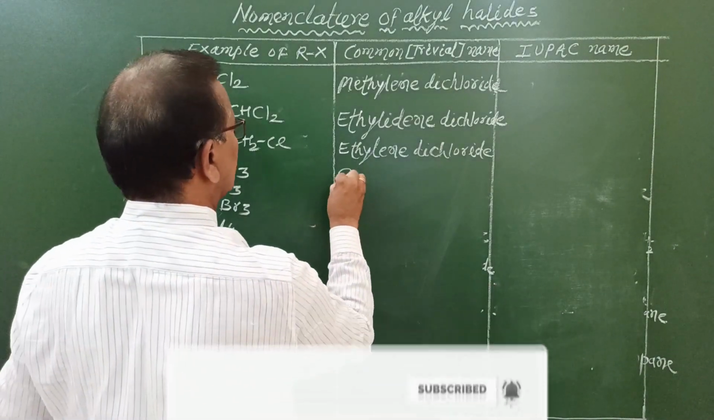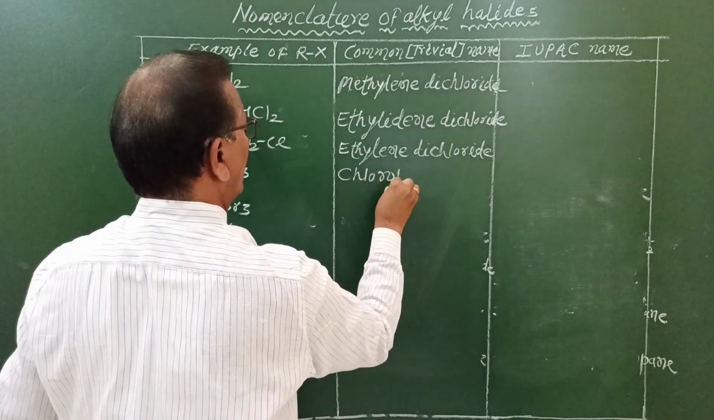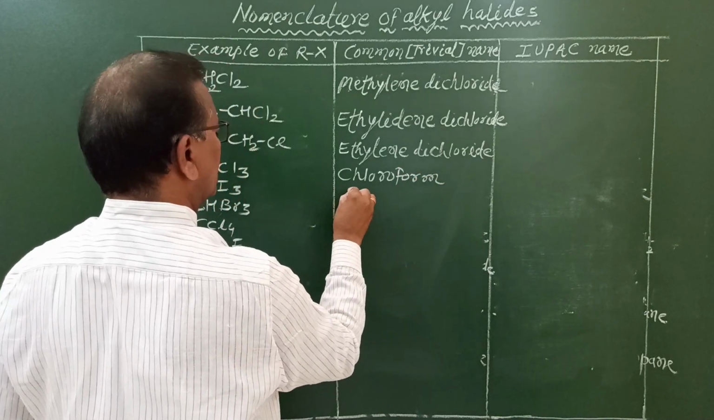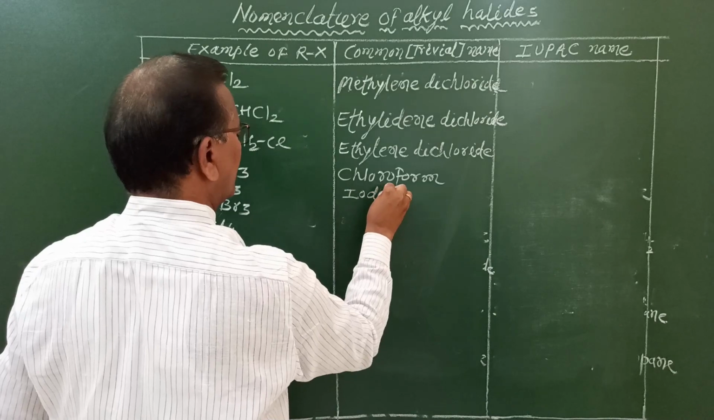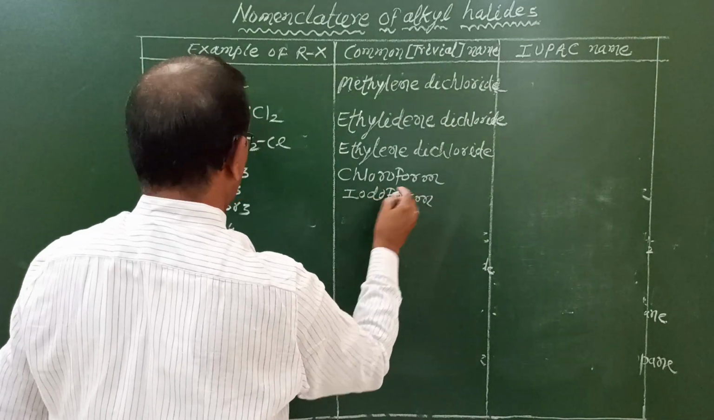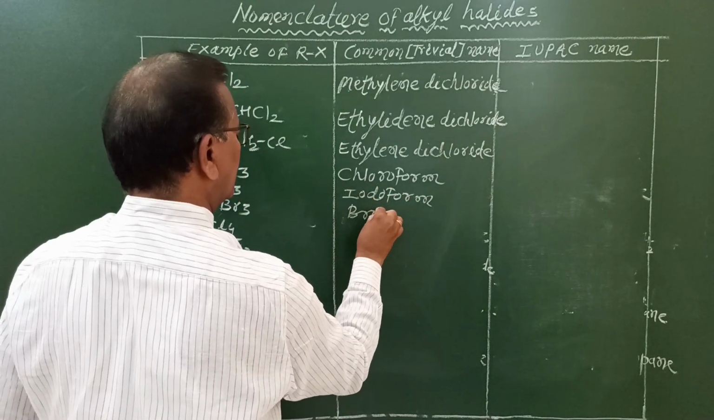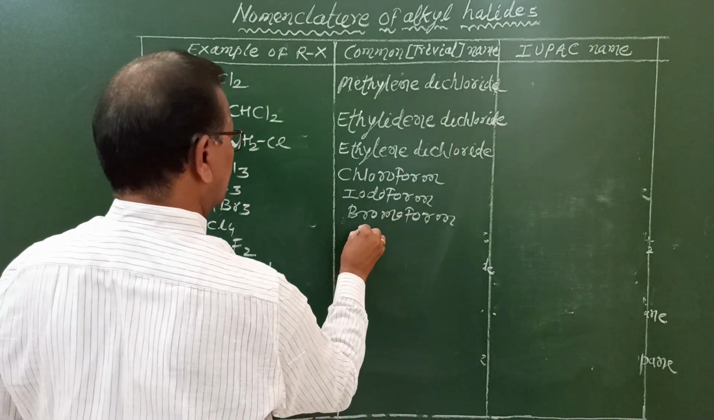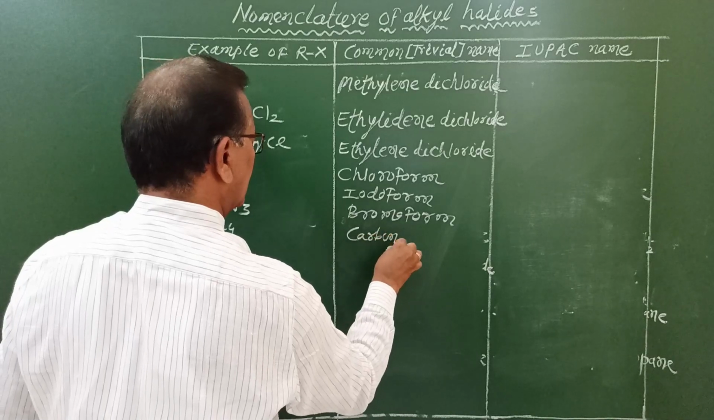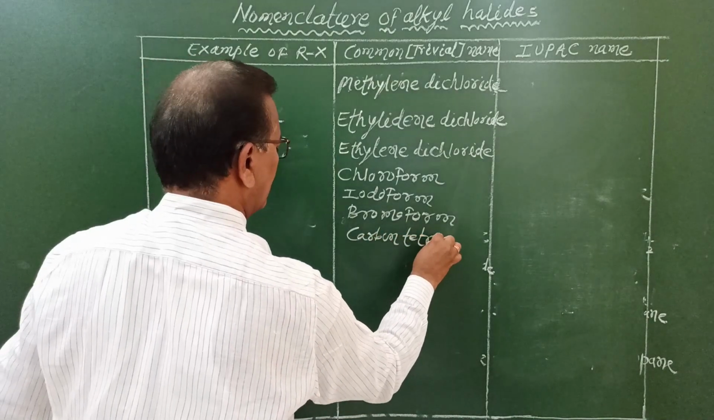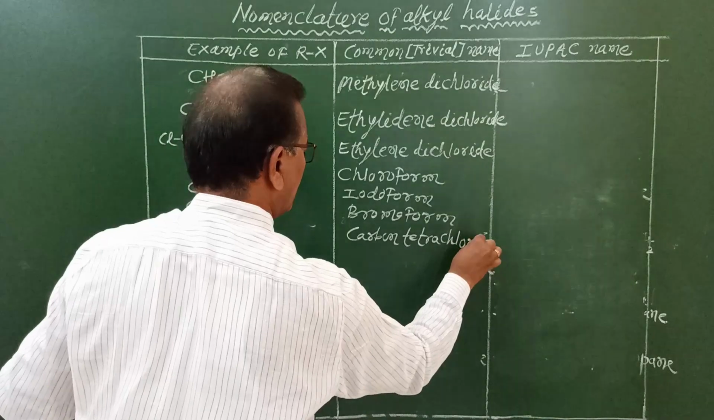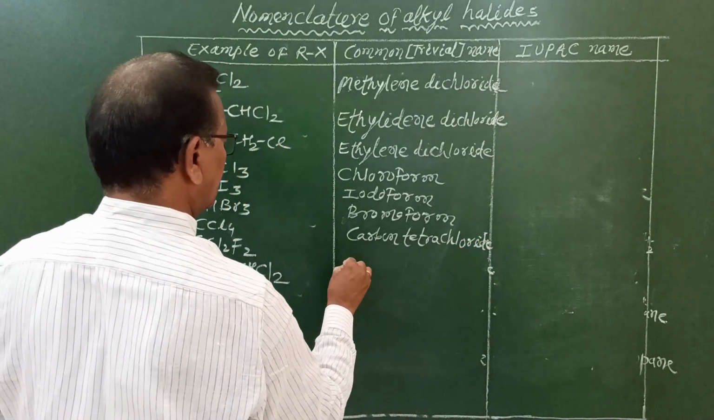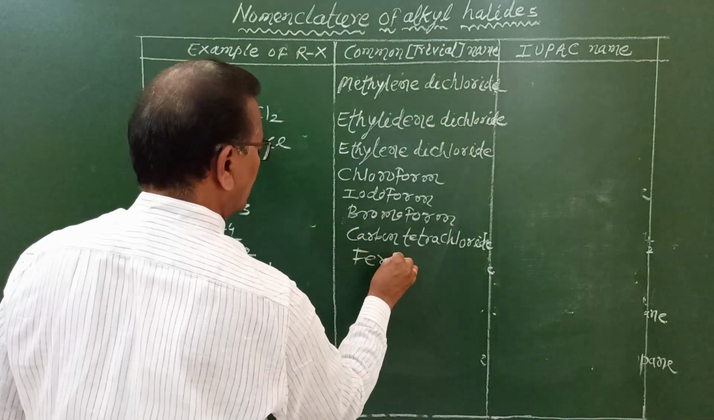Okay. Next one is called chloroform. All examples we have taken in classification, just we will revise within a few minutes. Then iodoform. Next, bromoform. Next, carbon tetrachloride, this is also called pyrene. Next, freon.